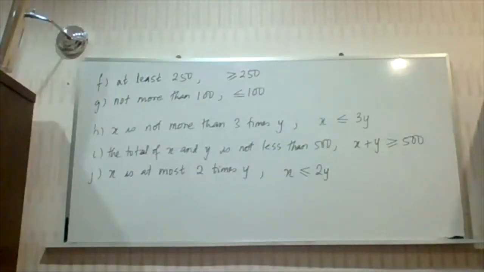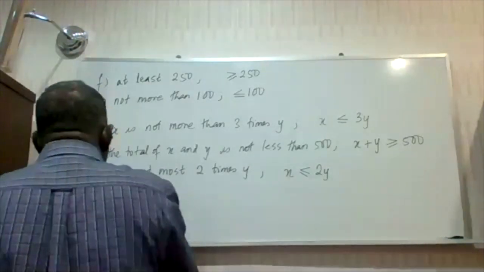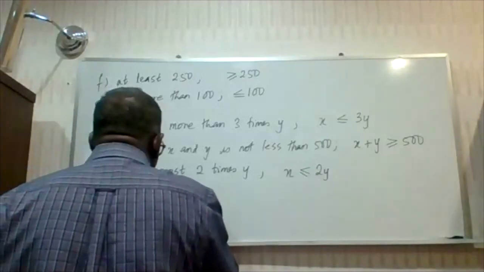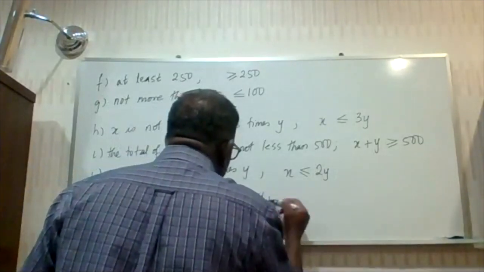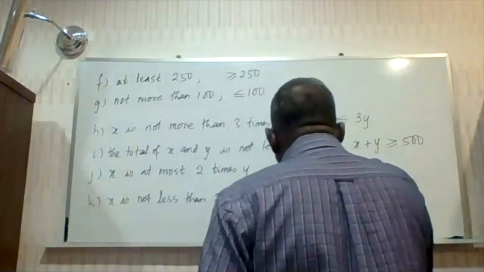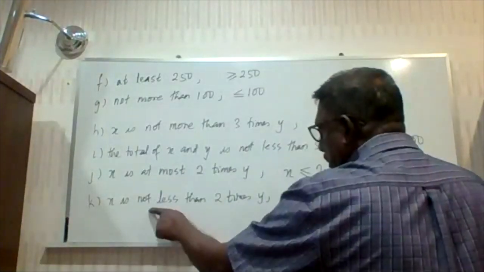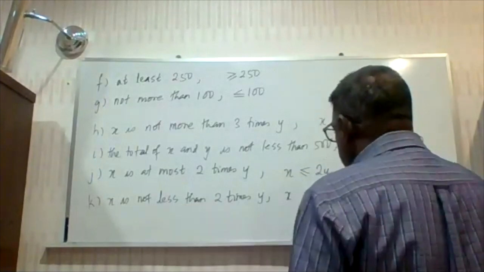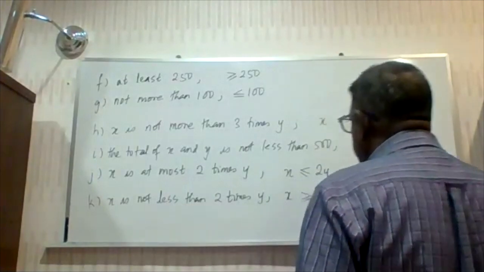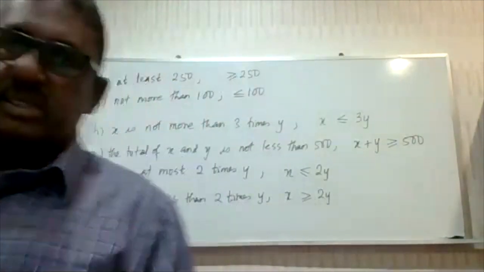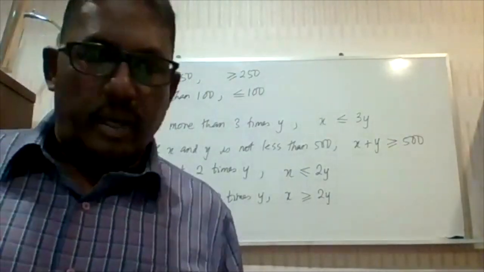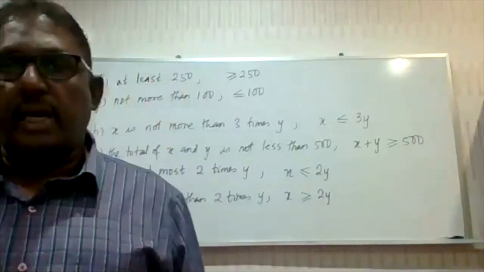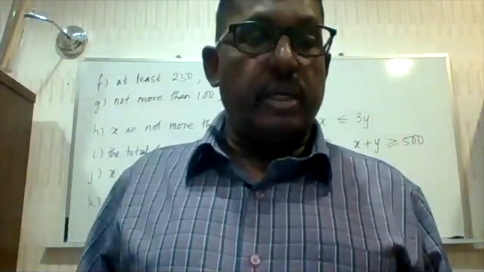Finally, X is not less than 2 times Y. Again, X on one side, 2Y on the other. This time it is not less, which means it cannot be smaller. That means it has to be 2 times Y or more. These are some of the inequalities you come across in order to help you attempt linear programming very well.